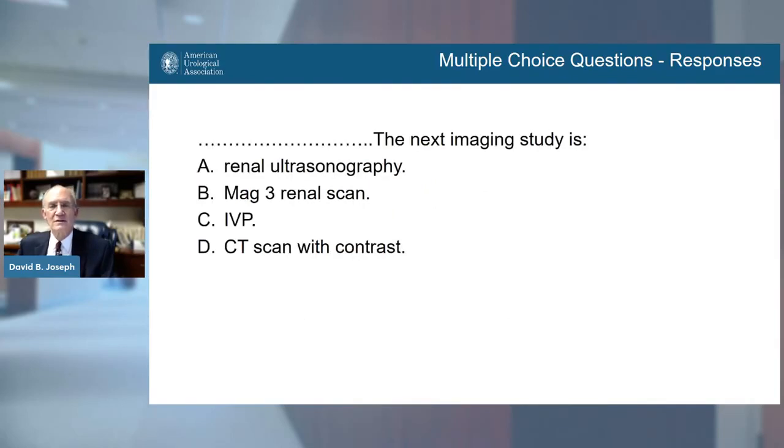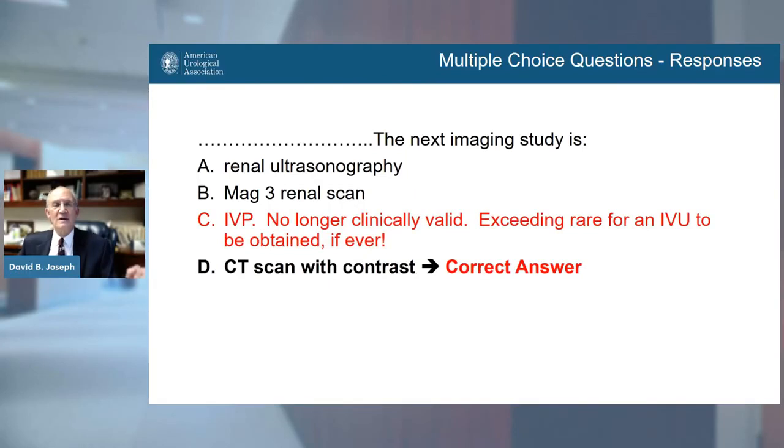Look at this question and responses, and just look for a second and see if you can pick up something that doesn't fit. The next imaging study is, well, C, IVP. It's no longer clinically valid. Many of your learners probably don't even know what an IVP is. It should be described as an IVU, or an intravenous urogram. And it's exceedingly rare that anyone uses an intravenous urogram to date.